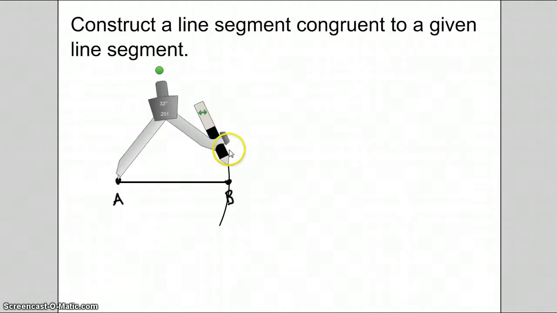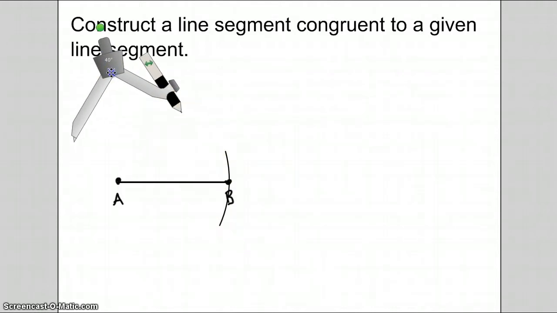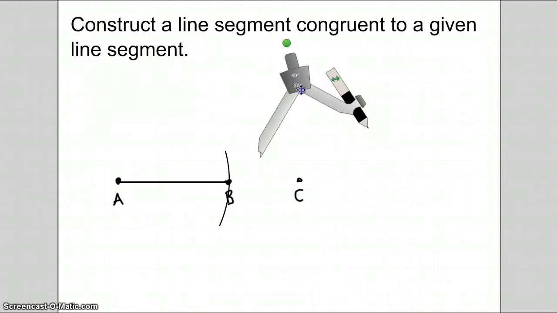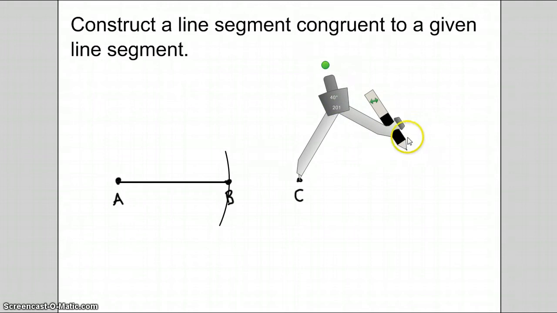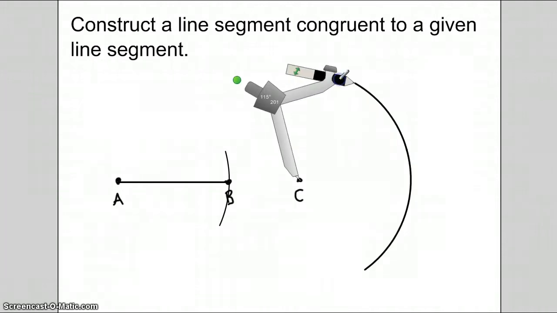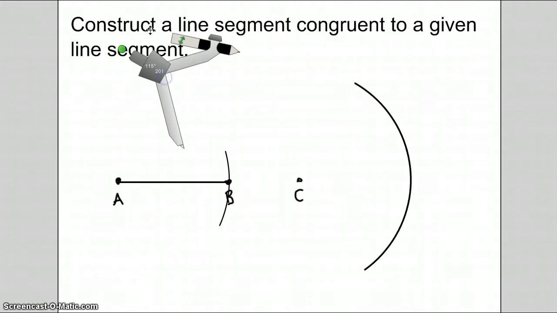Once you have it, make a little arc and you can move your compass out of the way. That's basically how we measure that size of the line segment. So over on the side, or you could do it below, make point C. And we're just going to repeat that process. Gold piece of your compass goes on C, except now we're just going to make an arc of the same size. So I'm still on 201. You use the same letter you did before.